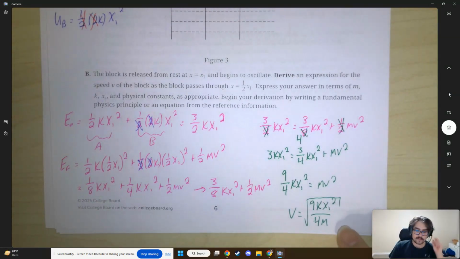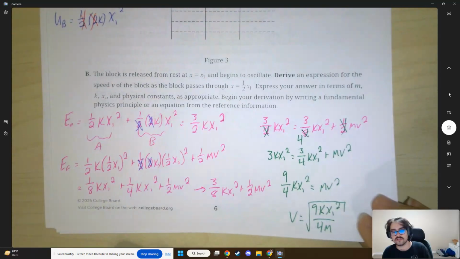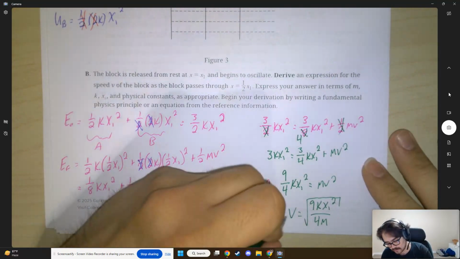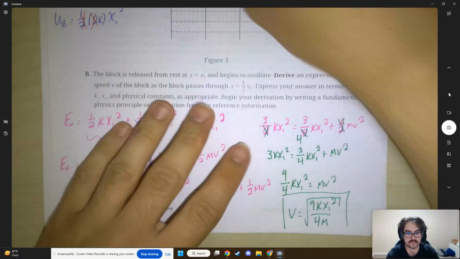You can simplify this more if you wanted to. You could technically pull the 9, the 4, and the x sub 1 out and turn it into 3/2 times x sub 1 times root k over m, if you wanted to. I don't really care to, right? You're just trying to get through this as fast as possible. You can technically factor it out if you want to, but you don't have to. Okay, and you should still get full credit for that.